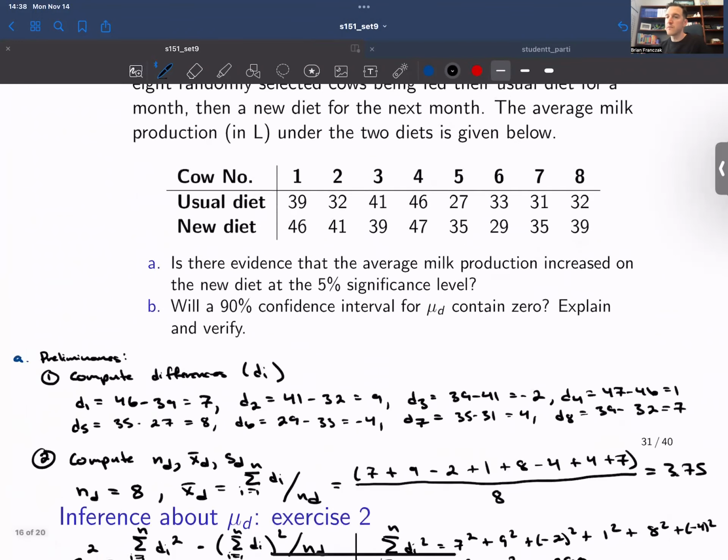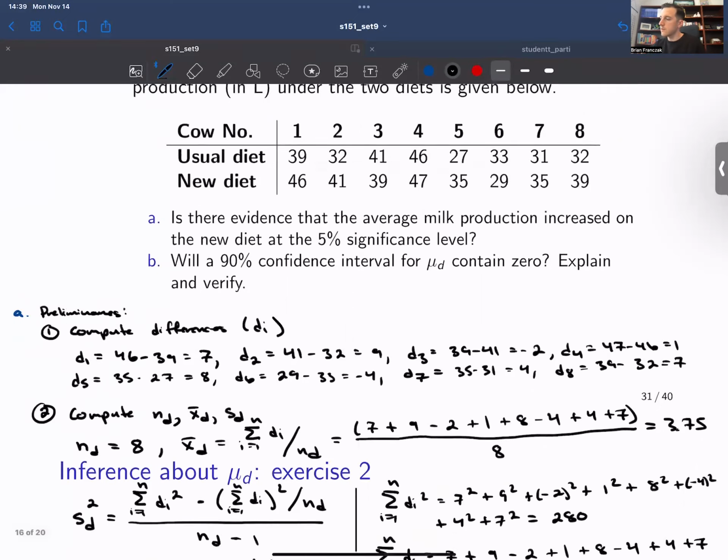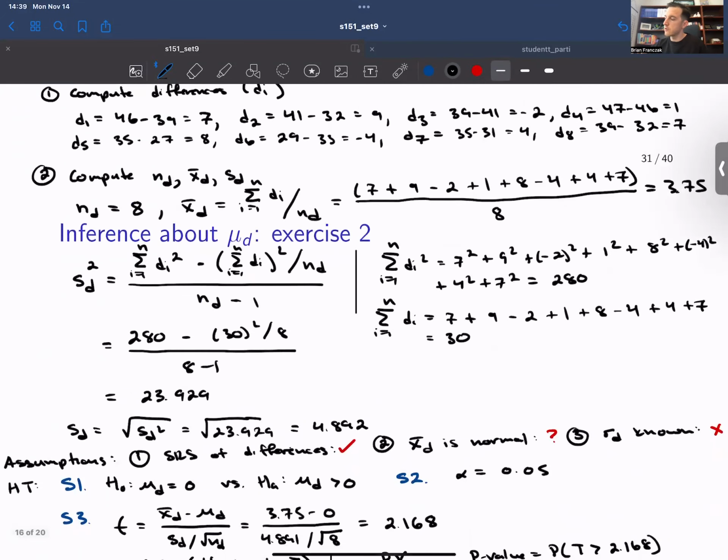The direction in which we compute the differences is very important, because if we are asking a directional question, so for example, is this variable larger than the other, or is this population larger than the other population, or is this population smaller than the other population? The direction that we compute the differences directly influences the direction in the alternative hypothesis. So here we ran an upper tail test, mu d greater than 0, because we constructed the differences as new minus current, and we were asking if there's evidence that the new diet leads to cows producing more milk than the usual diet.